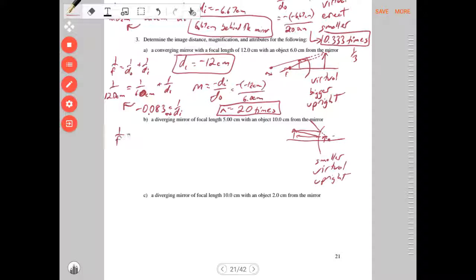Now when we do the math for this, 1 over do plus 1 over di, remember the focal length is on the opposite side. The focal length is negative here. So this is 1 over negative 5.00 centimeters, and that's just because the focal length is on the wrong side of the mirror. Okay, so do, we said we put the object 10 centimeters away, plus 1 over di. So 1 over negative 5 minus 1 over positive 10.